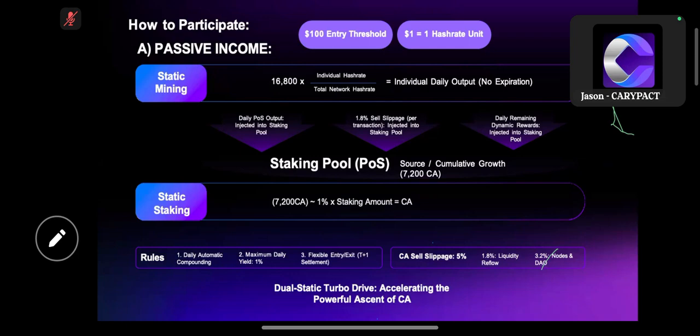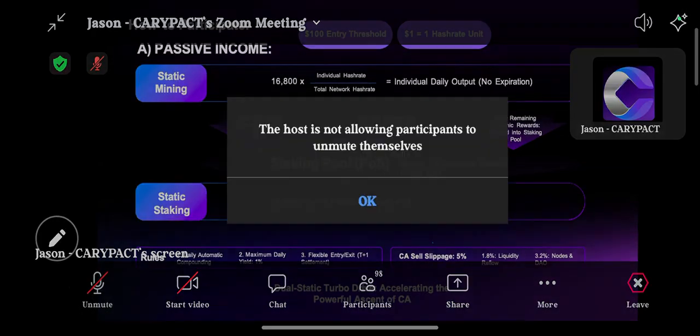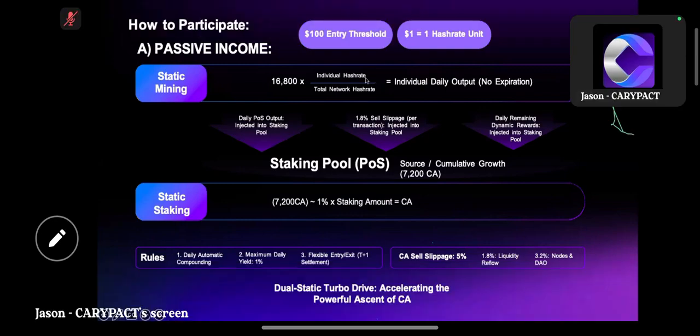So, is this 4.3 CA token per day fixed? No. It varies on a daily basis. Because remember, 16,800 is fixed, and the individual hash rate is also fixed, unless you top up your own account or invest more, then you'll get more computing power. But the daily network hash rate is increasing automatically day by day, because of the total deposits. So the CA you get is not fixed; it varies on a daily basis.